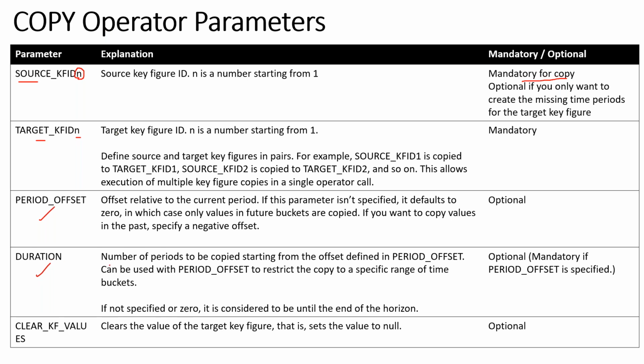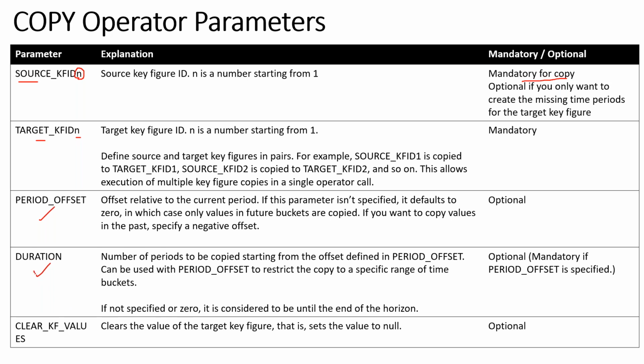So next is the period offset, the offset related to the current period. If this parameter isn't specified, it defaults to 0, in which case only values in the future buckets are copied. If you want to copy values in the past, specify a negative offset. If you say -5, the system looks at the planning levels of the source and target key figure. So if it is in weeks, then the system thinks that it is the past 5 weeks. It means I need to go back 5 weeks into the past, then also copy the past 5-week values, including the future horizons.